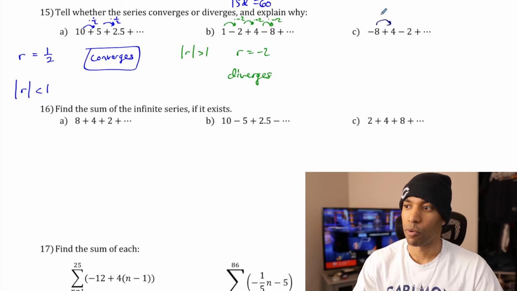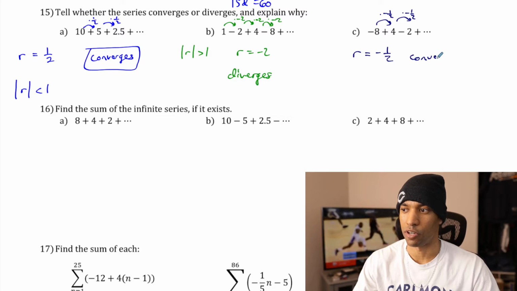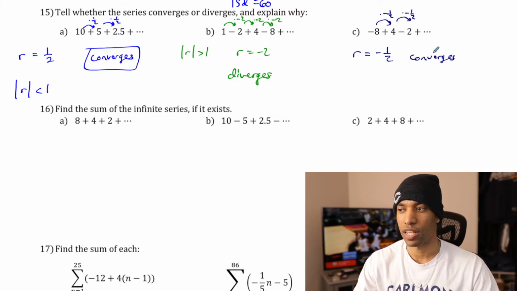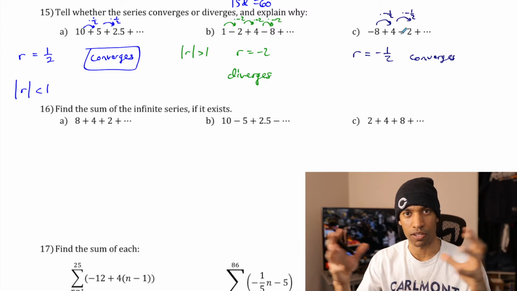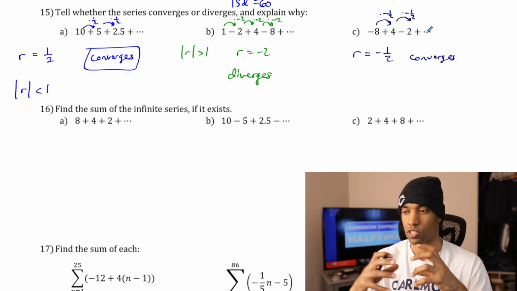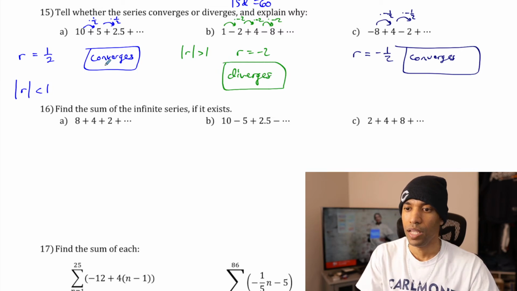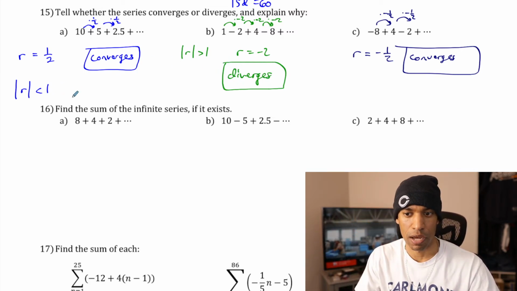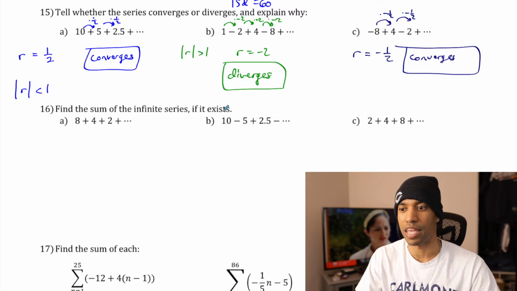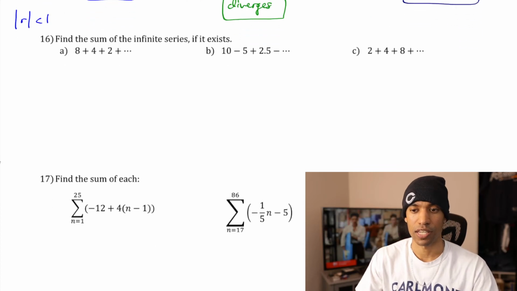And in this one, I'm multiplying by -1/2 each time as the terms shrink, but the signs alternate. R being -1/2 here does mean that this one converges because once again, it's between -1 and +1. Your numbers are shrinking as you go. Doesn't matter if it's positive or negative, as long as it's in between there, we indeed converge. So converge, diverge, converge. Now, if it diverges, we don't need to bother finding a sum when they ask you to. So find the sum of the infinite series if it exists. If it doesn't exist, it diverges, no sum, move on. If it does exist, we find it.